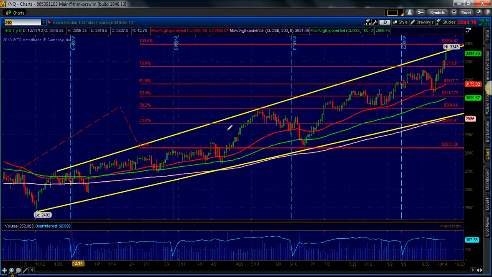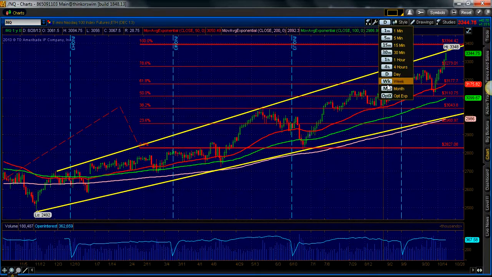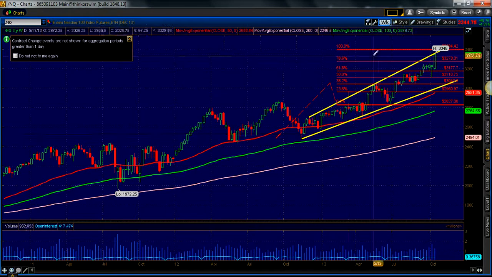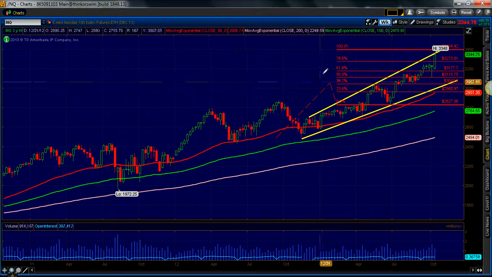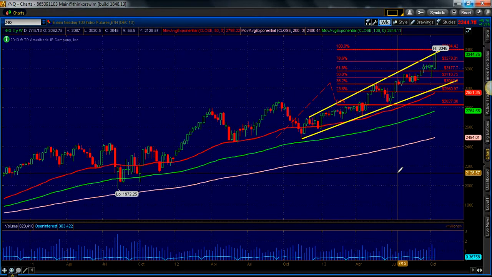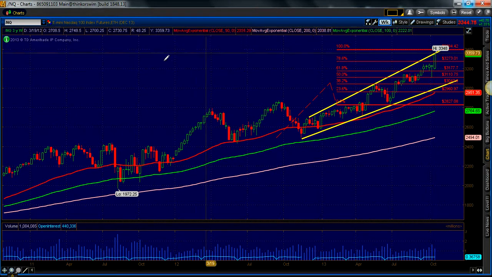Nasdaq, another one. Let's go out to the weekly chart. A couple things here on Nasdaq. We're nearing this 100% extension, from here to here and up. And also the top of a megaphone, which expanding patterns are my least favorite, but we do have some trendline resistance up here. That should be paid attention to as well.